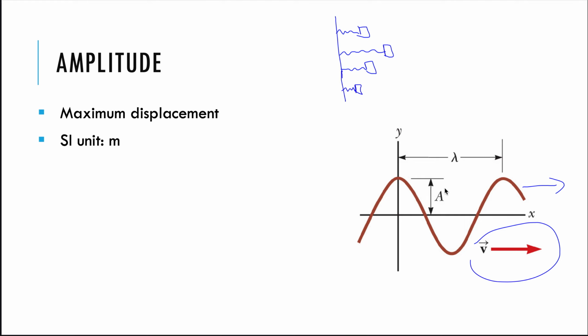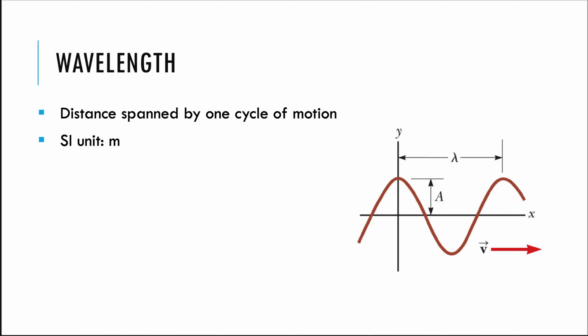So the amplitude is still going to be the maximum displacement from the equilibrium position, just as before, and it's going to be a distance, so it's going to be measured in meters. The wavelength is the distance spanned by one cycle of motion. So it's the distance from one crest to the next crest, or a trough is the lowest point here. If you had another trough here, right, this would be the wavelength.